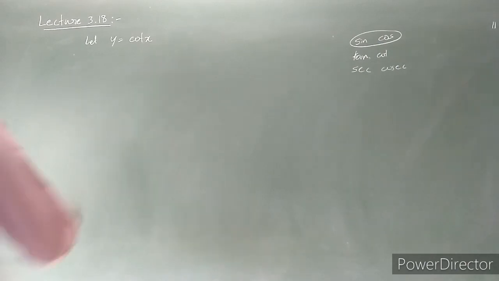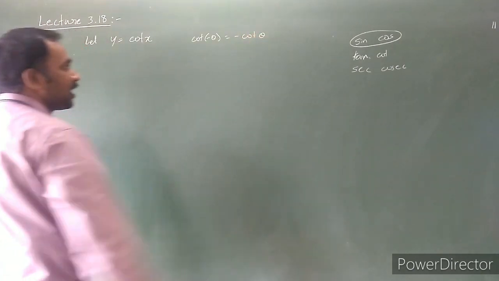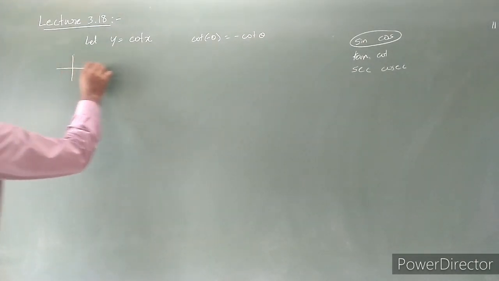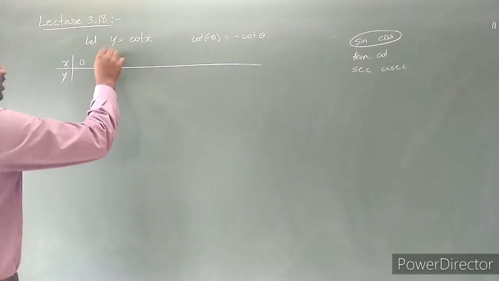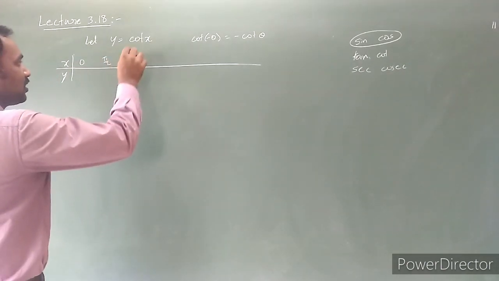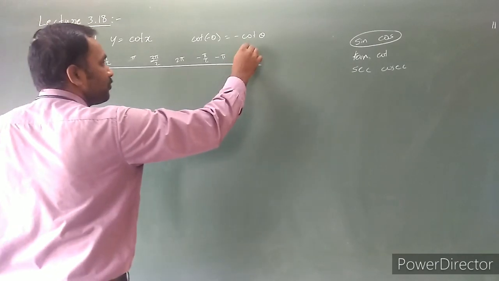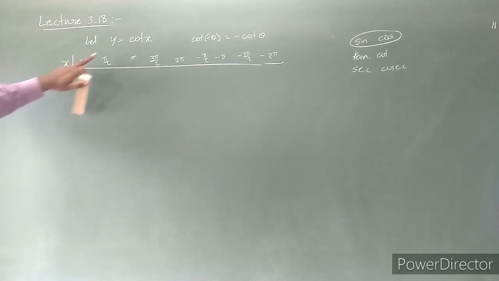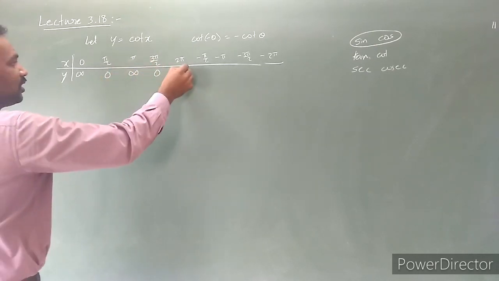I just take y is equal to cot x, and we know that cot of minus theta is minus cot of theta, since in the fourth quadrant cot is negative. Here I am going to draw the graph very quickly, writing the values of x and y simultaneously. The same angles I consider for x: 0, pi by 2, pi, 3 pi by 2, 2 pi, and negative angles minus pi by 2, minus pi, minus 3 pi by 2, and minus 2 pi. Corresponding values: cot of 0 is not defined, cot of pi by 2 is 0, cot of pi is not defined, cot of 3 pi by 2 is 0.